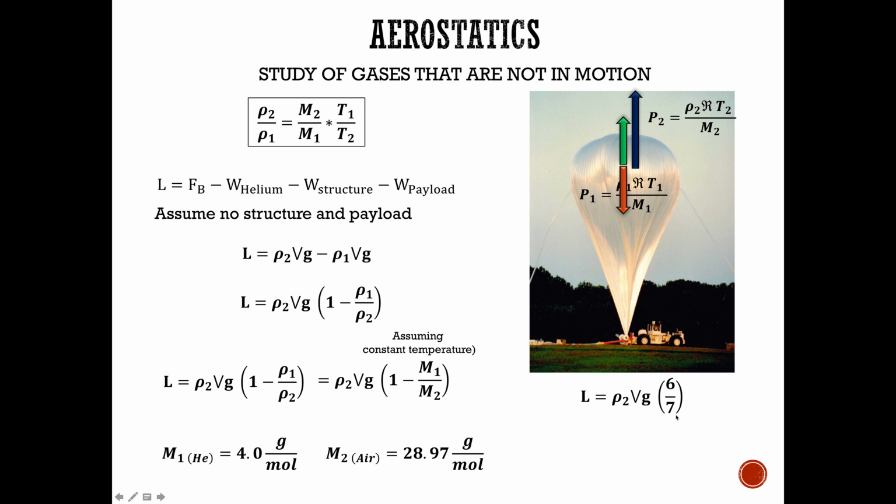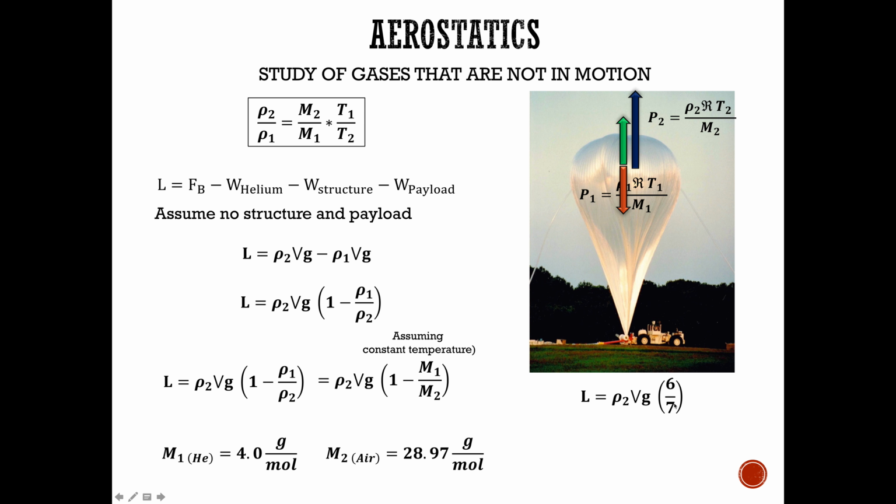If you get 7 over 7, which is 1, that will be the maximum lift attainable. Do you guys understand that? That means that if you have a complete pure vacuum inside the balloon, then you will have 7 over 7, because there will be no mass inside, right?